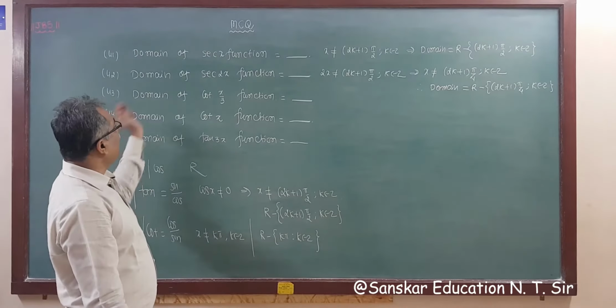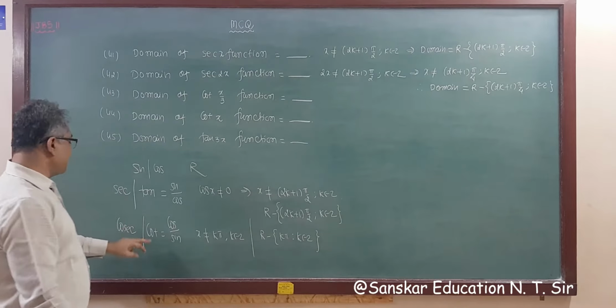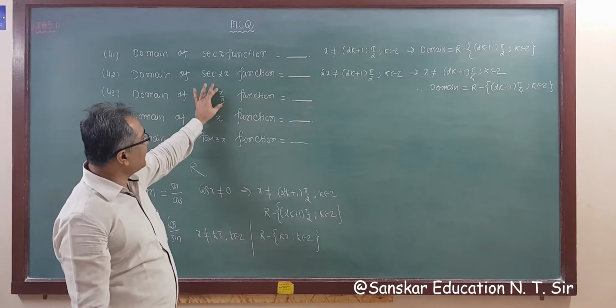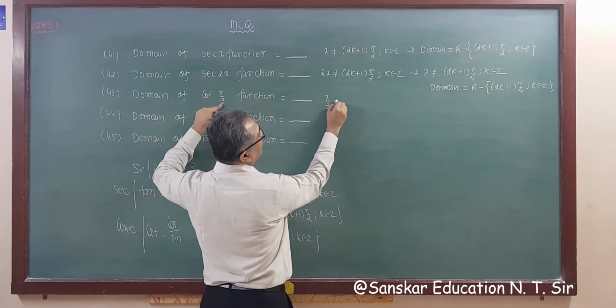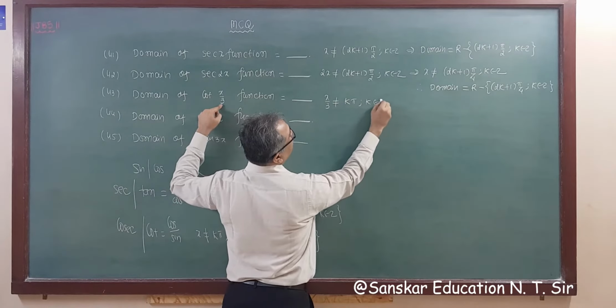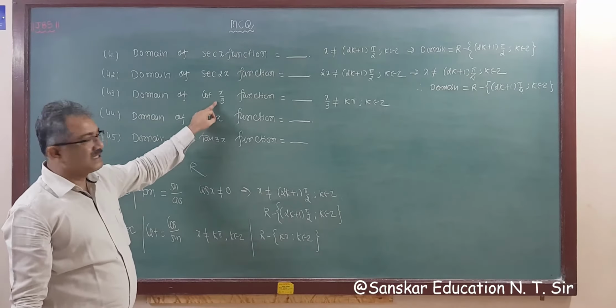Got it? Now cot. Cot means cos upon sine. So cot is this, cos upon sine. So x not equal to kπ, but instead of x, what is given? x by 3. So I am writing directly x by 3 is not equal to kπ, k belongs to Z. Instead of x, it is given x by 3.